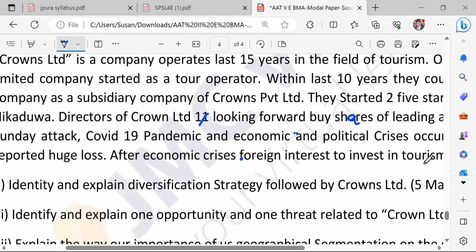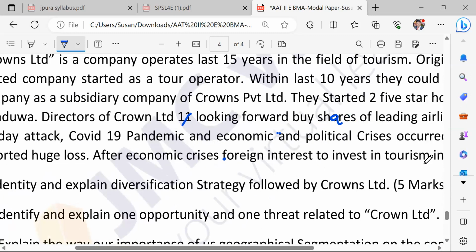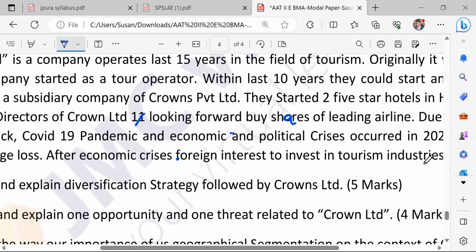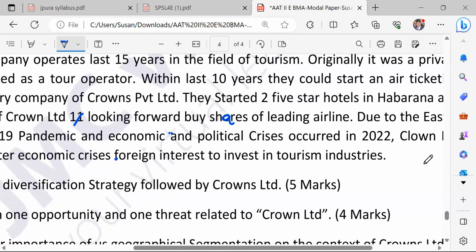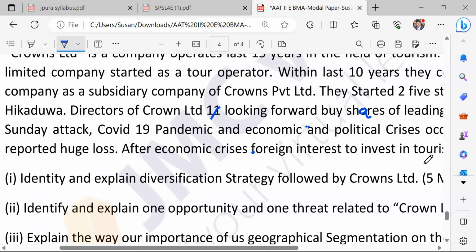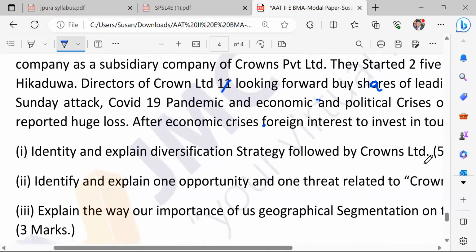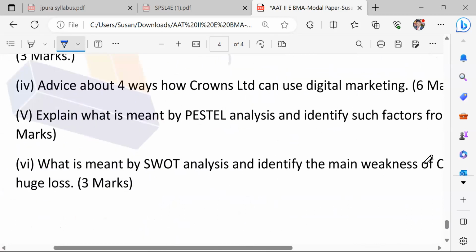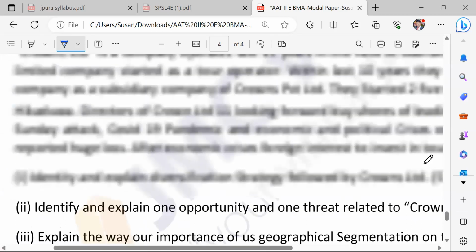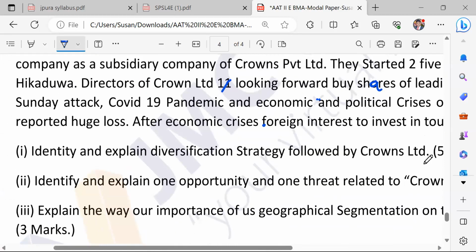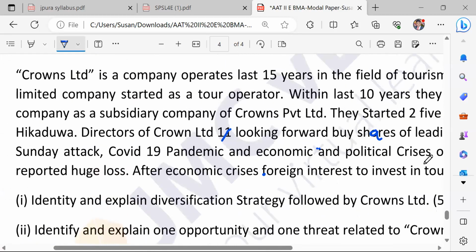Foreign investors are interested. After the economic crisis, foreign investors are interested in investing in the tourism industry, right? There's a potential investment. Then you are asked 6 questions from this case study. You should understand this in different ways. What are the strategies? What kind of marketing strategy? What kind of operation?